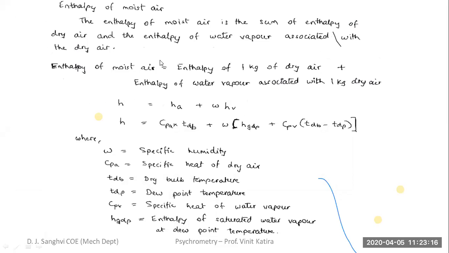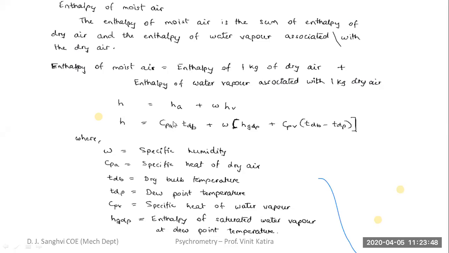Next parameter is the enthalpy of moisture. Now, as we know that moisture is basically dry air plus water vapor that is suspended or mixed with the dry air. So, enthalpy of moist air is the summation of enthalpy of 1 kg of dry air plus enthalpy of water vapor in that 1 kg of dry air. And this is the formula that we will be using. I'll explain the individual terms in those.